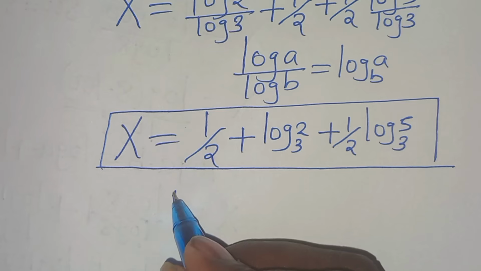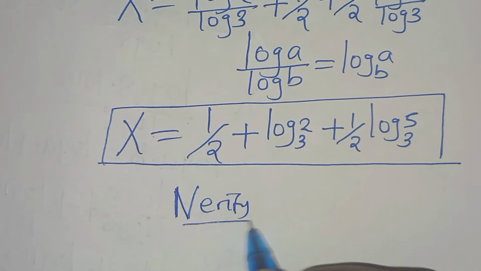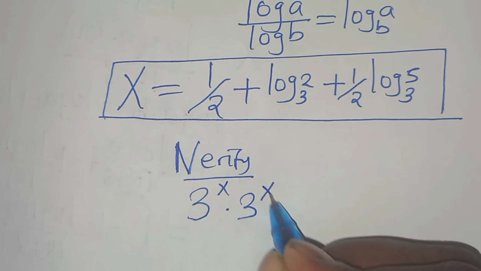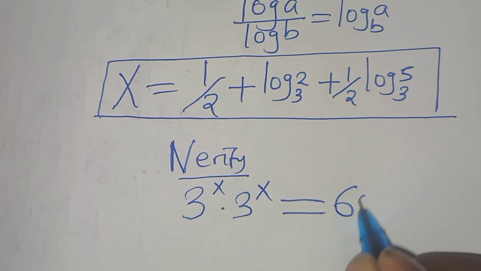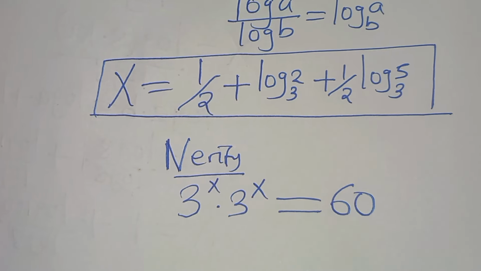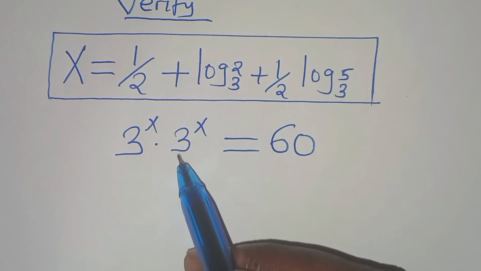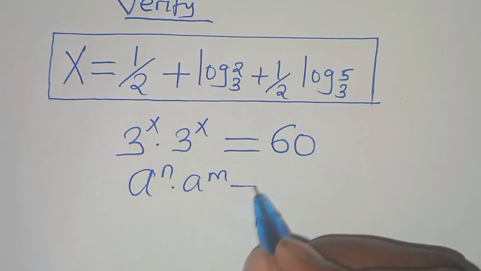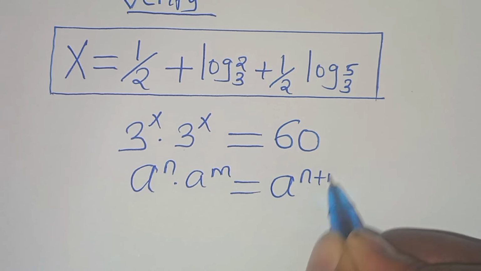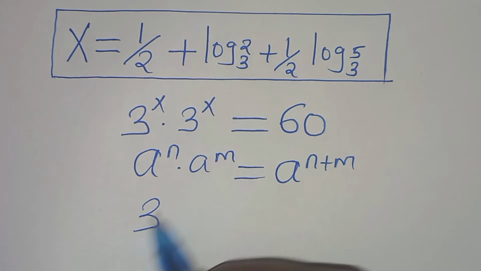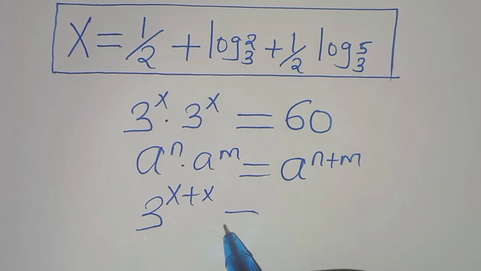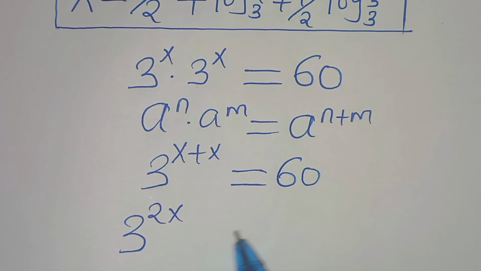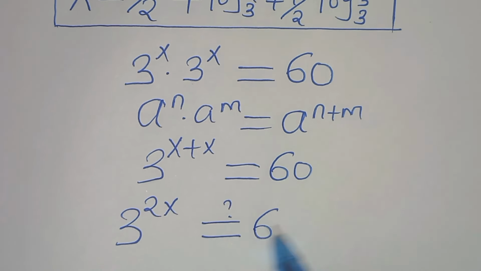Now, if you recall, we end at 3 to the power of x times 3 to the power of x. This is supposed to give us a value of 60. Now here we have 3 to the power of x times 3 to the power of x. This is in the form of a to the power of n times a to the power of m, which we can express as a to the power of n plus m. So this means we have 3 to the power of x plus x. This is equal to 60. So this is 3 to the power of 2x. This should give us a value of 60.